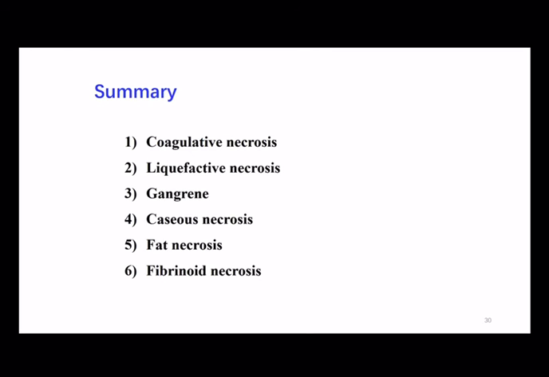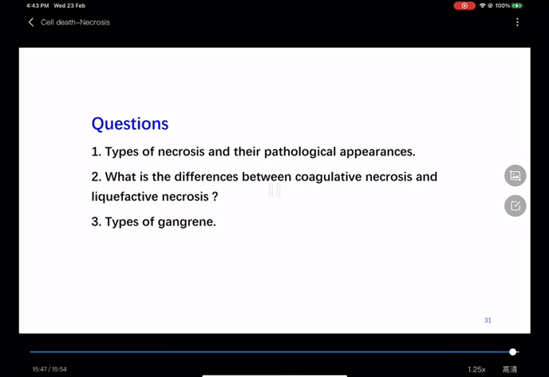Okay, let's take a summary. We talked about six types of necrosis: the coagulative necrosis, the liquefactive necrosis, the gangrene, caseous necrosis, fat necrosis, and fibrinoid necrosis. Here are some questions for you.